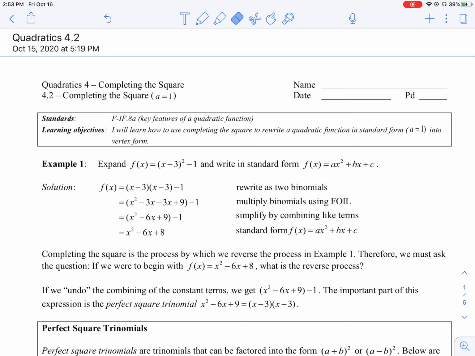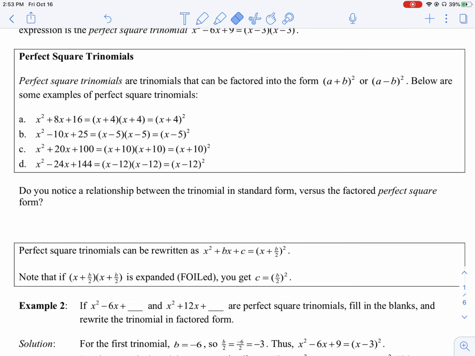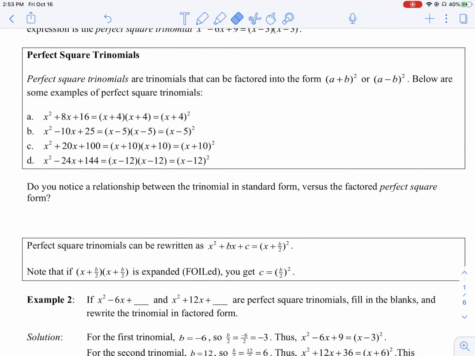In this lesson, we're going to learn how to use completing the square to rewrite a quadratic function in standard form into vertex form. Before we dive into learning what completing the square is, let's learn perfect square trinomials. Perfect square trinomials are trinomials that can be factored into the form (a + b) squared or (a - b) squared. Below are some examples of perfect square trinomials.